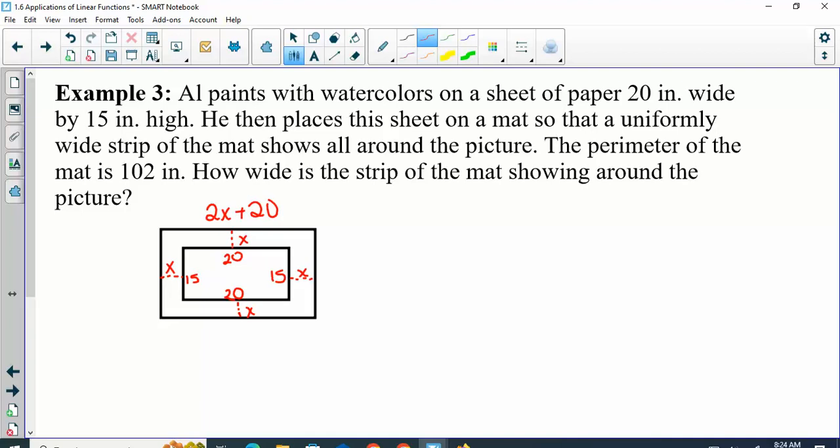Okay, so for my height here, from here to here is x. From here to here, 15, and from here to here, x. So x and 15 and x would give me 2x plus 15. Everybody understand where those came from?